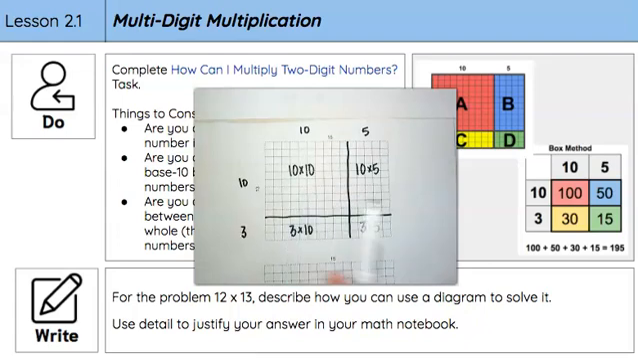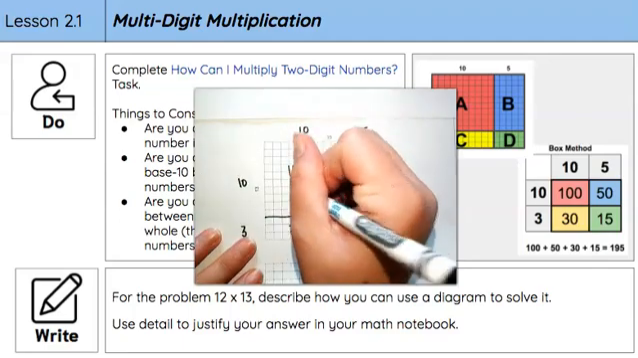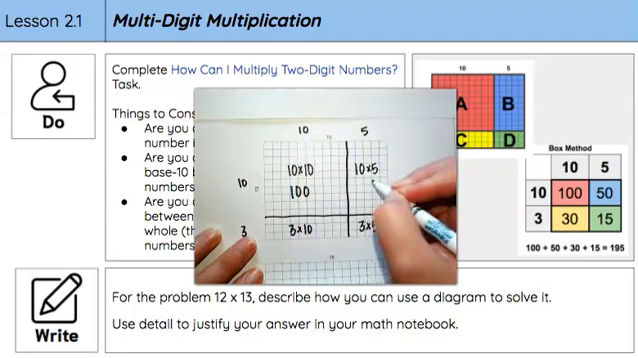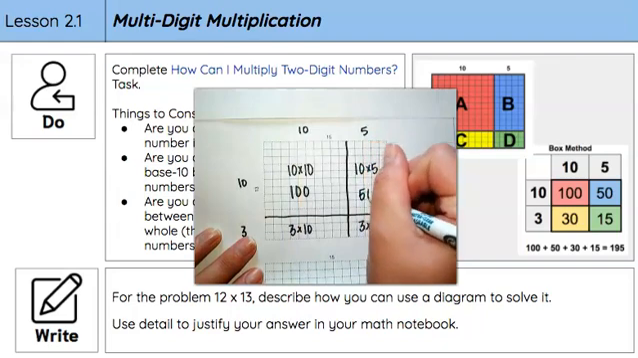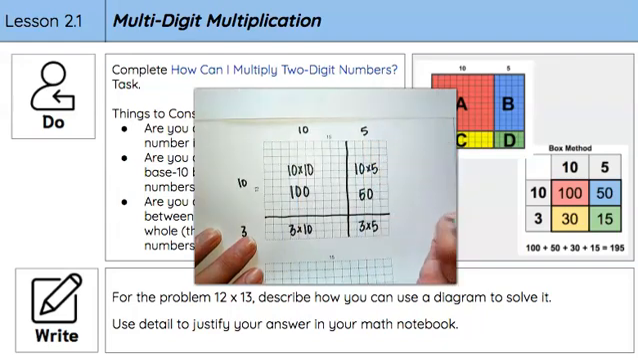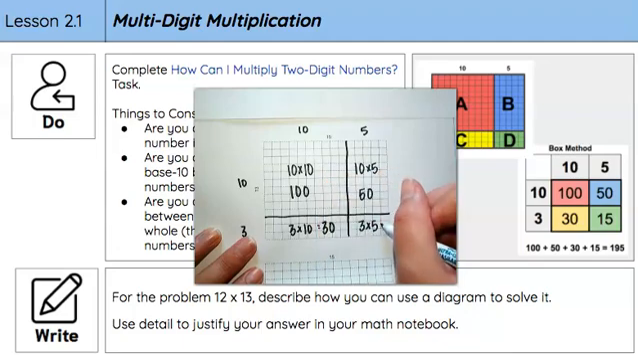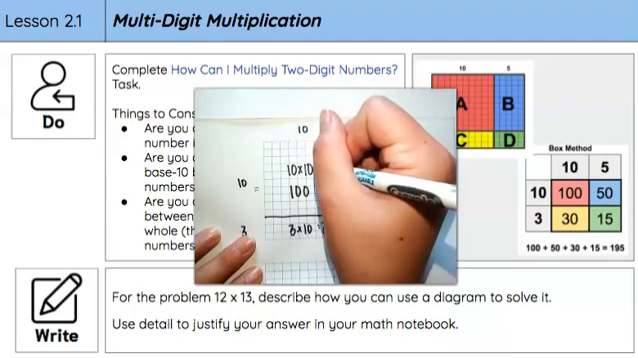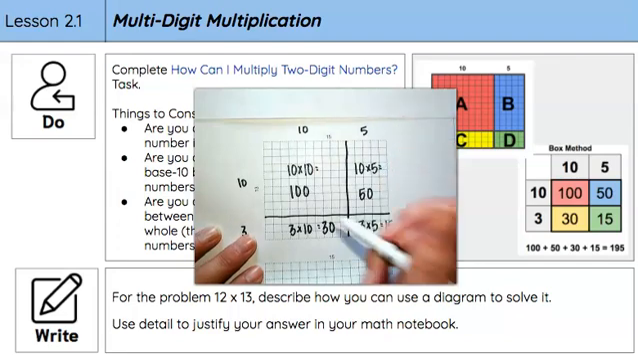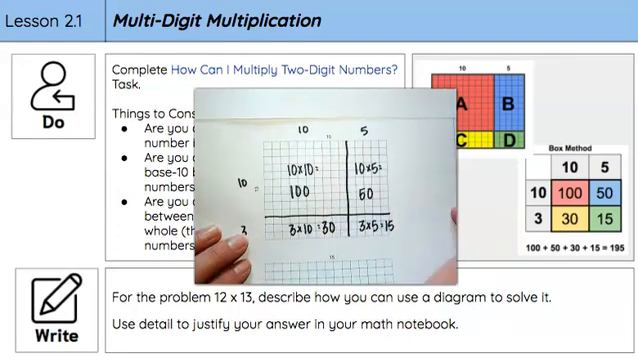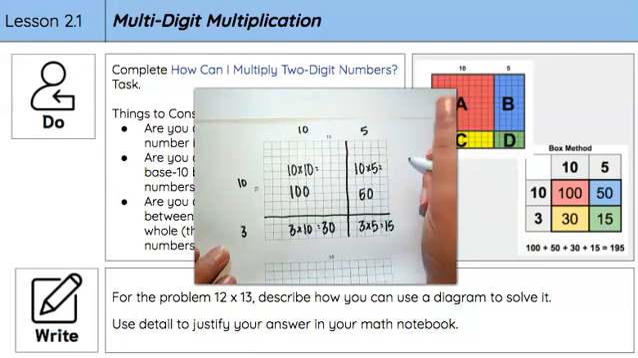10 times 10, which is 100. 10 times 5, which is 50. 3 times 10, which is 30. And 3 times 5, which is 15. Now all I have to do is add up all of my areas to get my total product, which is 195.